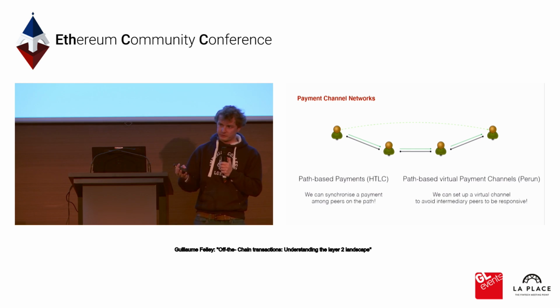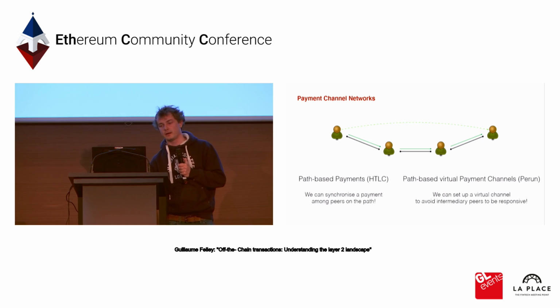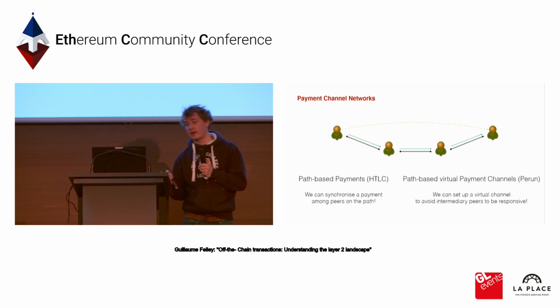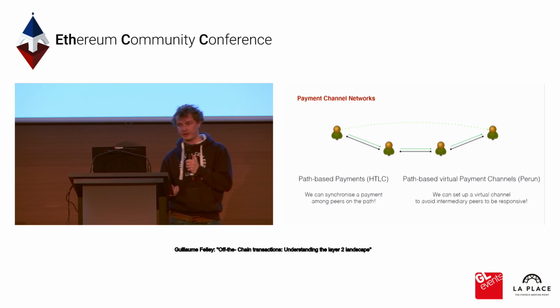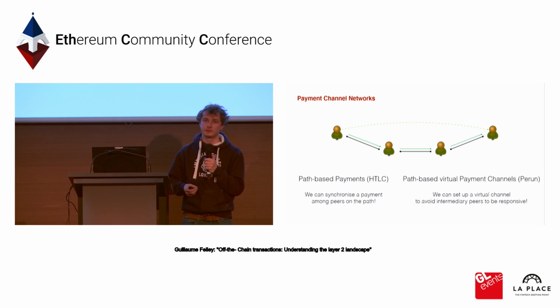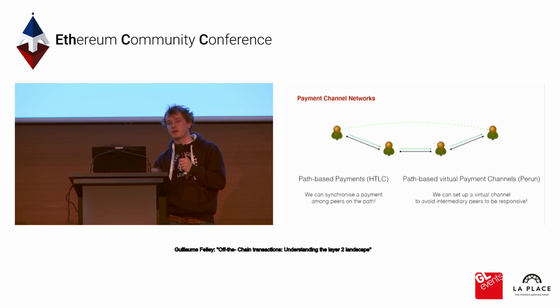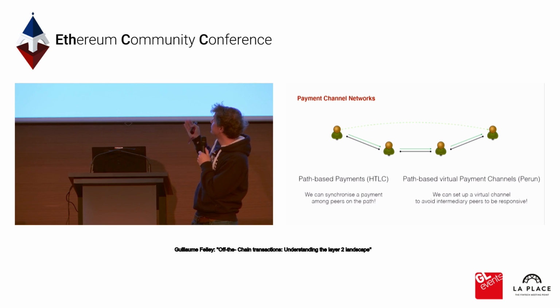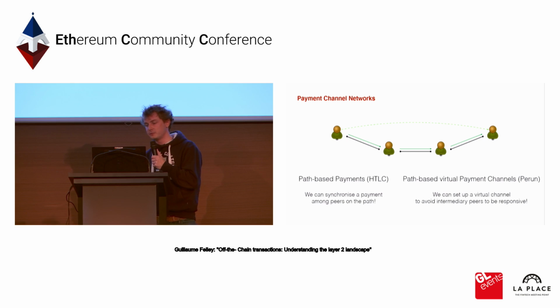So there are two techniques to achieve that. One is HTLC, hash time lock contract, and those allow you to enforce that the payment happens atomically. The second approach is called virtual channels. Virtual payment channels means that you establish a payment channel through your intermediaries. Once you set up a channel, you don't need to talk to the intermediaries anymore to make payments.